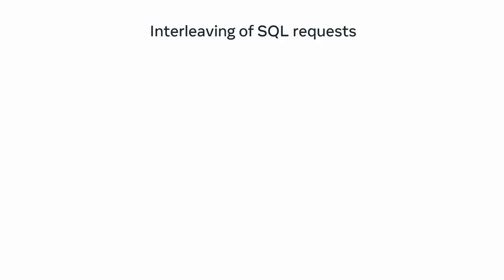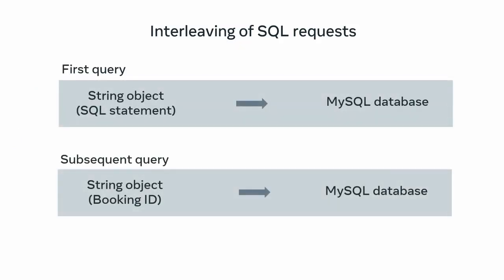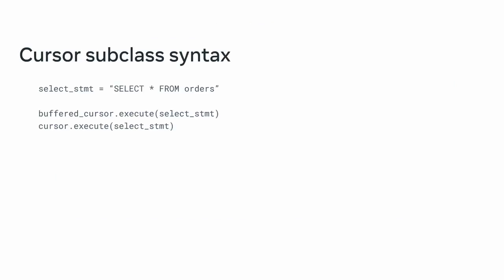Subclasses inherit the properties of their parent cursor class, like the cursor raw subclass, the cursor dictionary subclass, and the buffered cursor class. You also learned about interleaving SQL requests, which involve taking part of a SQL query to make a subsequent request. You then explored the syntax for creating and using subclasses, and you also explored an example of subclasses from the Little Lemon database.